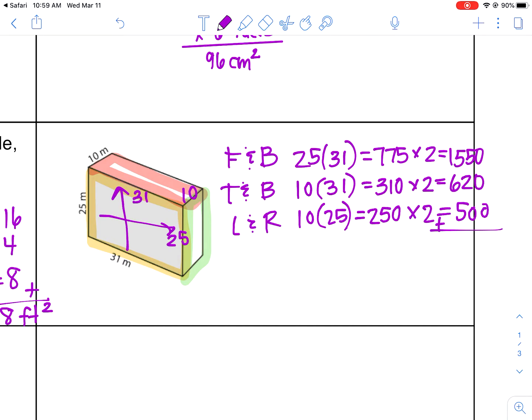And then we add all of our surface areas together for all 6 faces to get our total surface area of 2,670. And then this was meters squared.